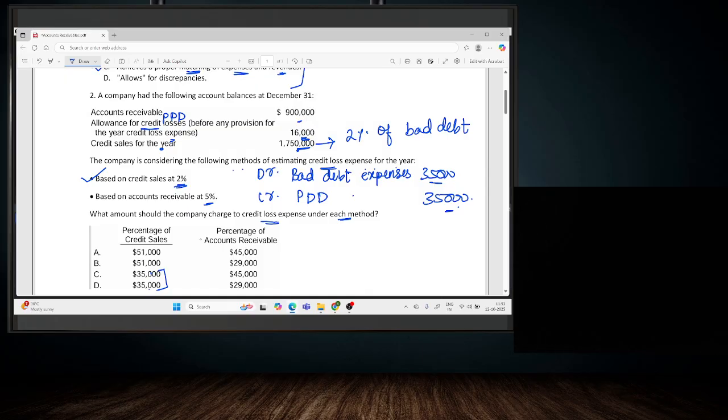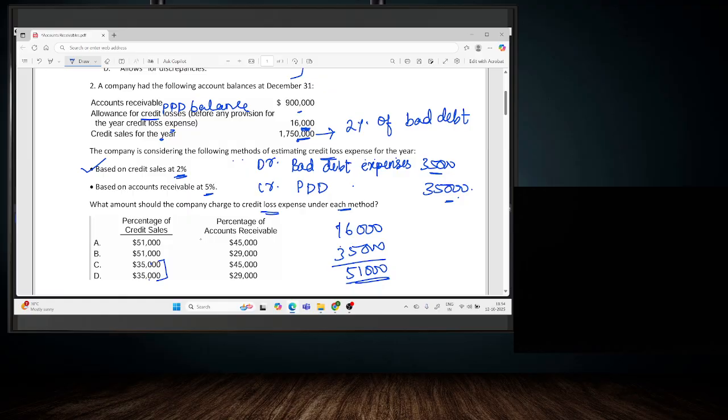Now what will happen? We have 16,000 already in the provision for doubtful debts balance. On top of this 16,000, this 35,000 will be added to it. So what will be the ending balance? Already we have 16,000 rupees. On top of this, we are expecting another 35,000 rupees of customers will not pay. So 35 plus 16, we will get 51,000.